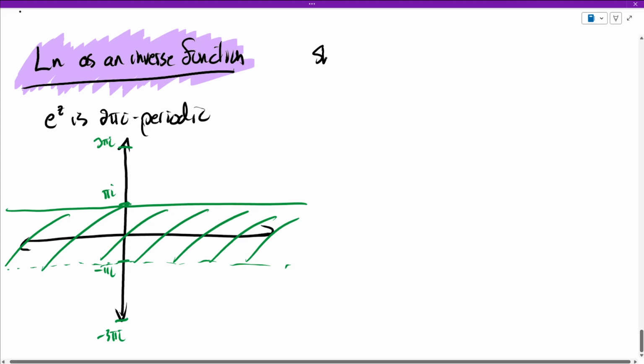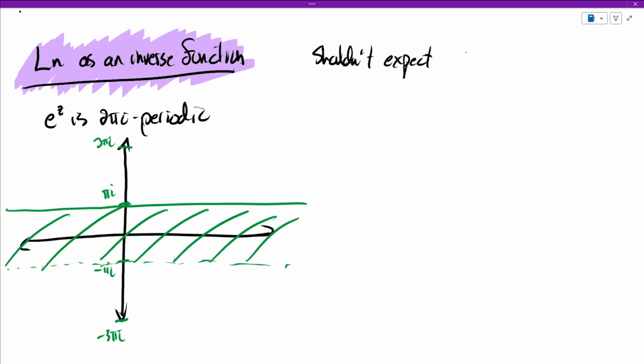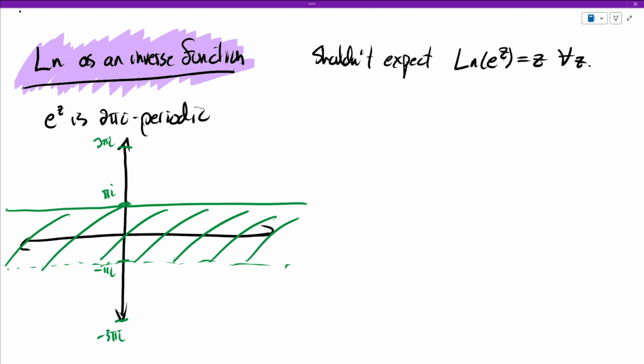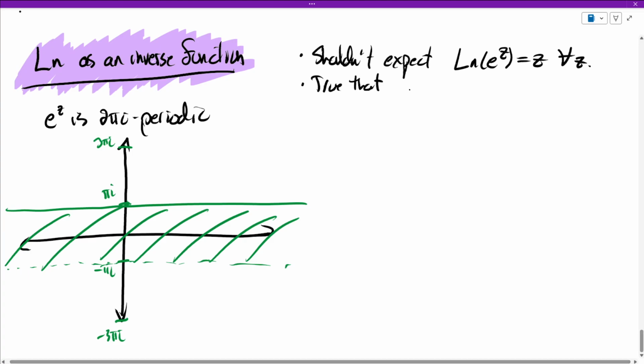So we should not expect something like log e to the z is z for all z. It's not something we should expect because the exponential function isn't one-to-one, so there could be multiple z's that have the same e to the z, and the log function wouldn't know what to do with that. While it is true that when you do this other direction, you do get z, provided it makes sense to plug it into log. But we shouldn't expect this first one. That one is not necessarily going to be true.